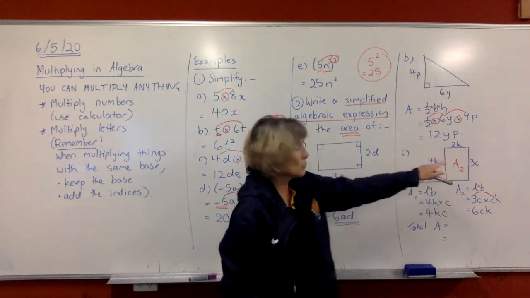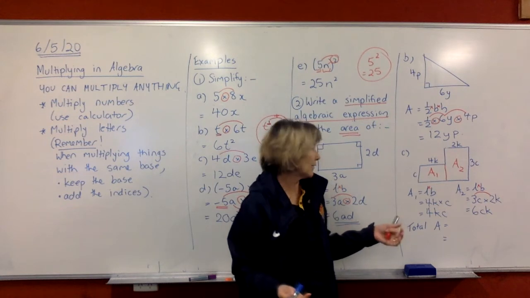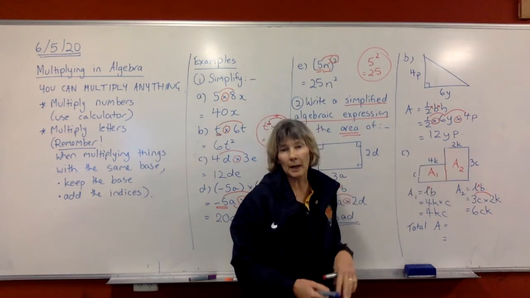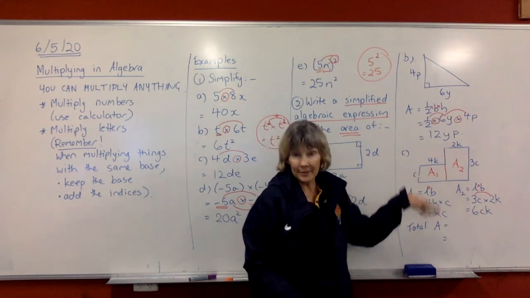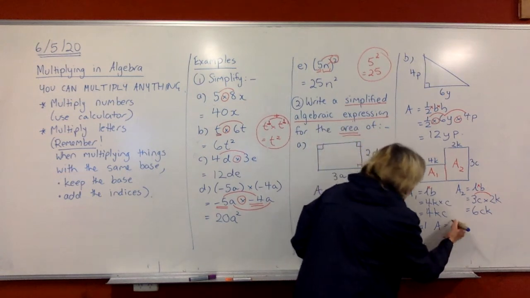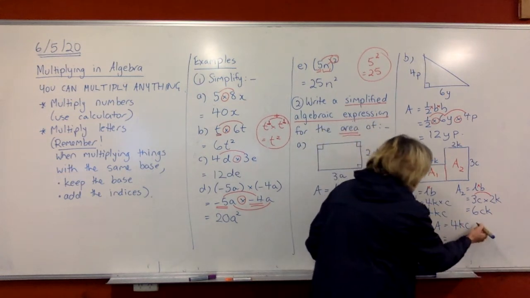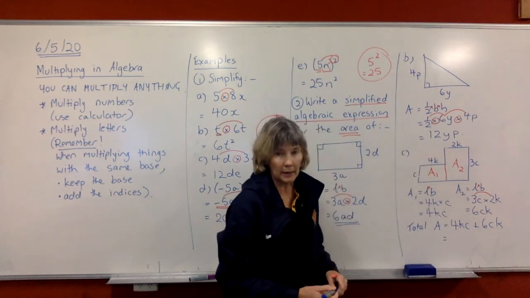Okay, now we have to total these two areas. So you can imagine, quite often people have L-shaped lounge dining areas, and if this is all going to be covered with the same flooring or the same carpet, you would need to add these areas together. So we're going to write 4kc, the answer for the first area, plus 6ck, the answer for the second area.